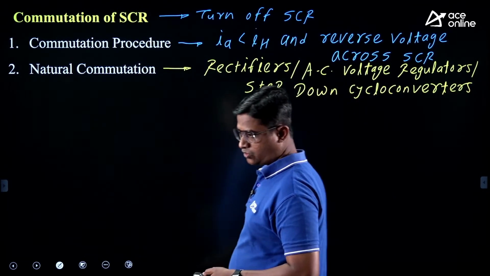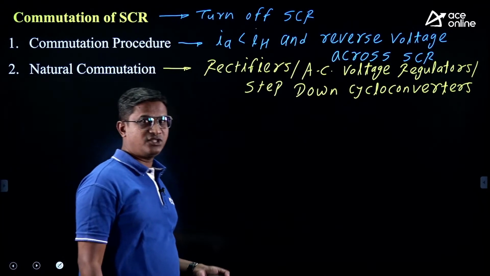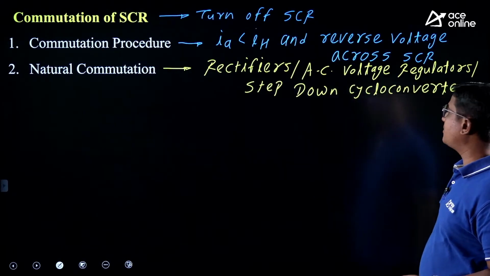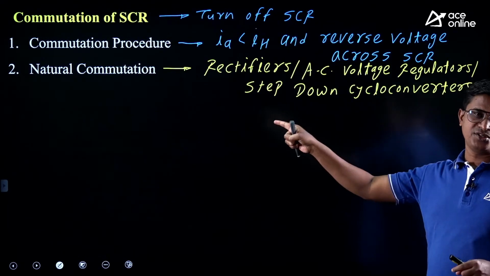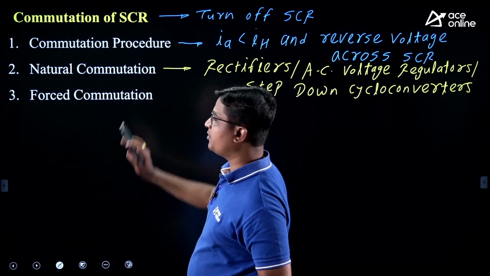Okay. So they may frame a question: in which of the following circuitries is natural commutation used? In rectifiers, AC voltage regulators and step down cycloconverters. In step up cycloconverter, forced commutation is used. Be careful.